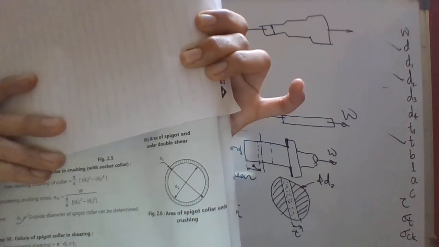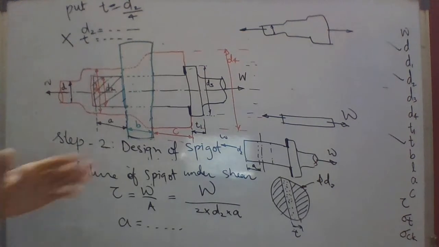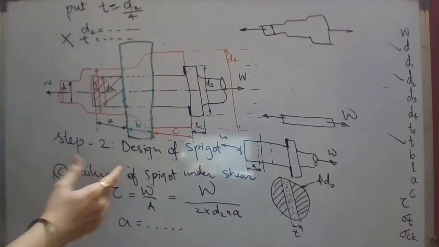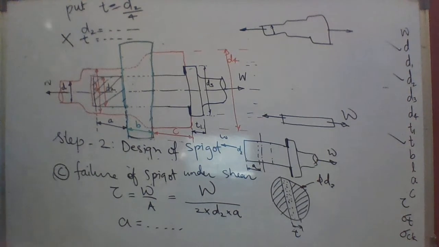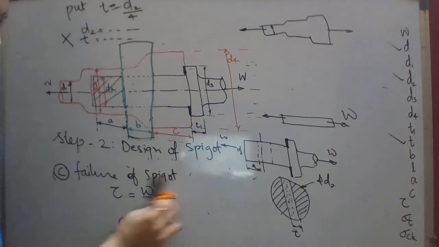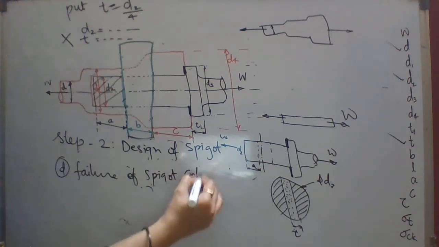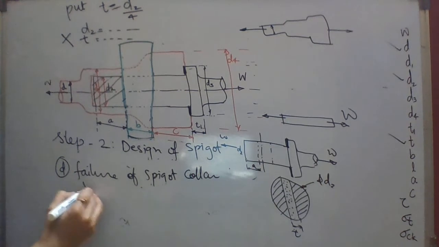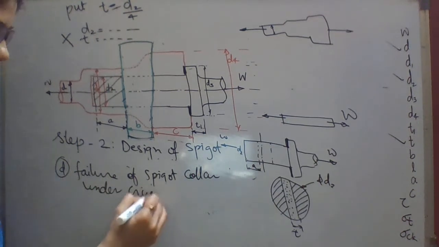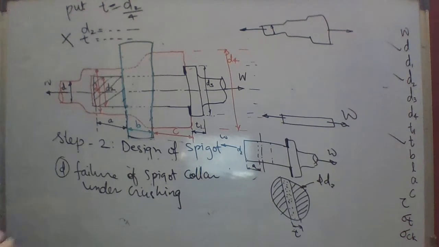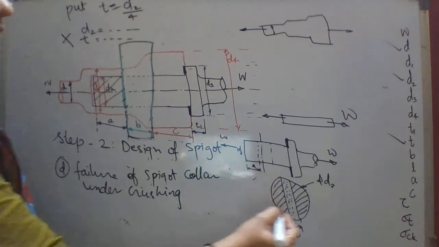So this ring is under crush. Whichever part is in pressed contact and there won't be any motion, then we know that crushing stress is induced in that plane. So, the failure of spigot collar. Now we'll see this step number D. The failure of spigot collar under crushing. That area is nothing but the area of the ring.